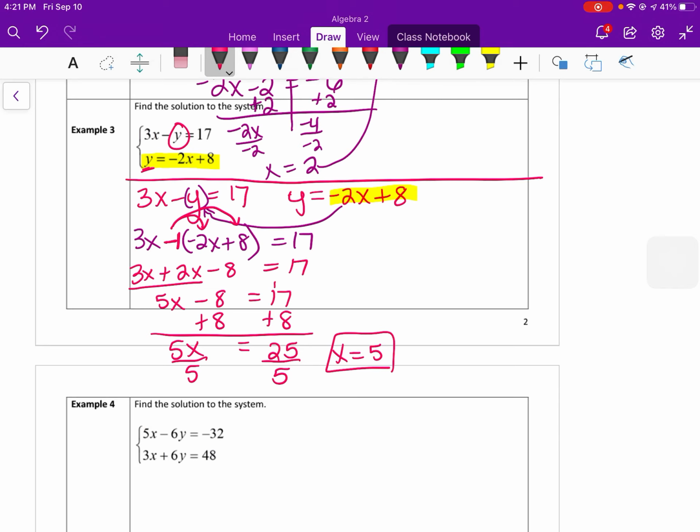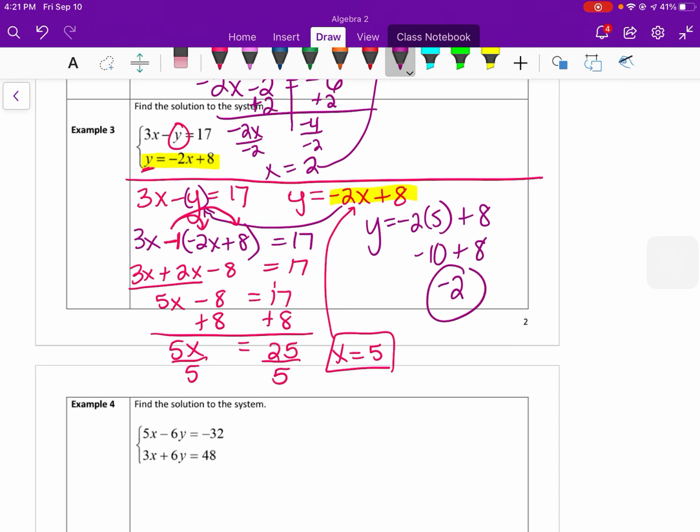I still need to plug that back in then over here to get my y coordinate. So it's negative 2x plus 8, where x is 5. So negative 2 times 5 is negative 10. Negative 10 plus 8 is negative 2. So there's my x coordinate, my y coordinate. My final answer for this one would be 5, negative 2, the ordered pair where they intersect. That's the solution to the system.